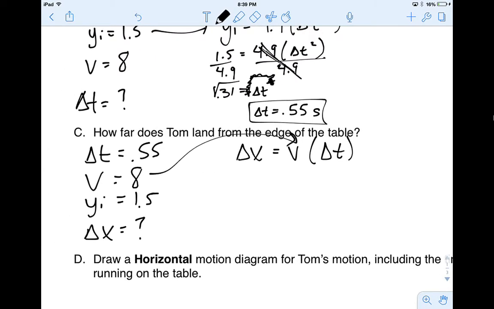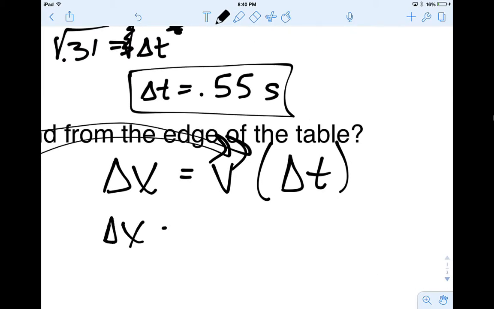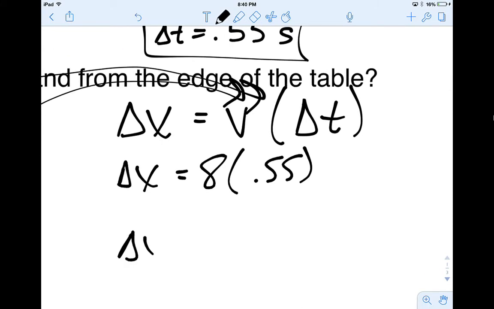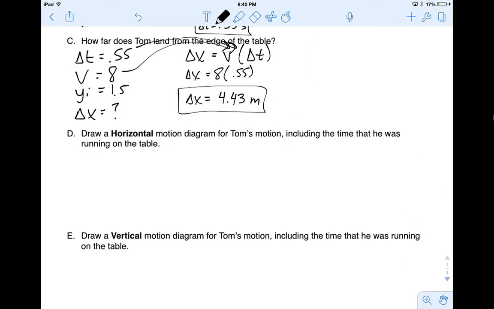So v is 8, delta t is 0.55, so delta x equals 8 times 0.55, and so delta x is going to equal, now, if you just multiply 8 times 0.55, you're actually going to get a different number. I still have 0.553283334 on my calculator, so I'm just going to multiply that times 8, and I'm going to get 4.43, and that's meters.